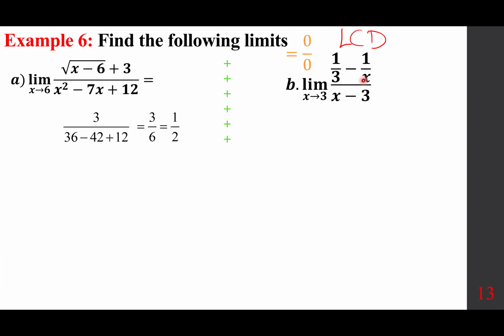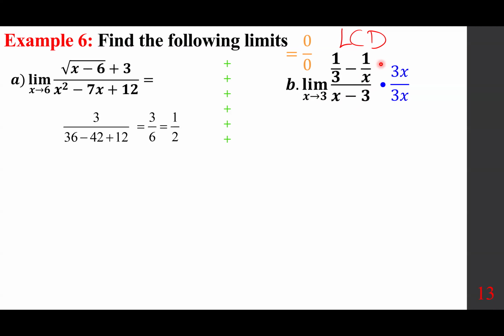So 3 times x is the LCD. Let's multiply everything by 3x, the top as well as the bottom. Again, notice x is approaching 3. This is 0, so x minus 3 is a problem. You never, ever distribute. You keep it as a product of x minus 3 times 3x because you're hoping it will go away.